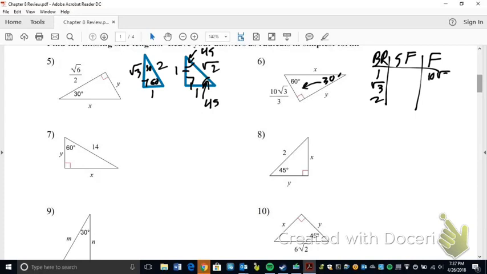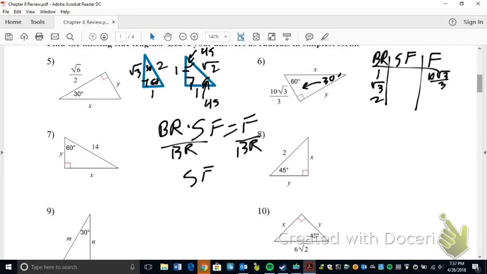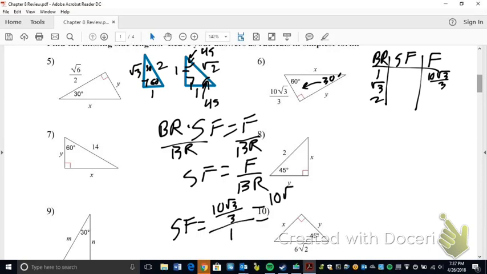So here we know that our final is 10 radical 3 over 3. Now that's across from the 30 degrees, which means it's the short leg. Okay? So we have base ratio times our scale factor equals our final length. If we divide both sides by the base ratio, we get the equation that our scale factor is equal to the final length over the base ratio. So here our scale factor is going to be 10 radical 3 over 3 over 1. Anything divided by 1 is just itself, which means that our scale factor is 10 radical 3 over 3.